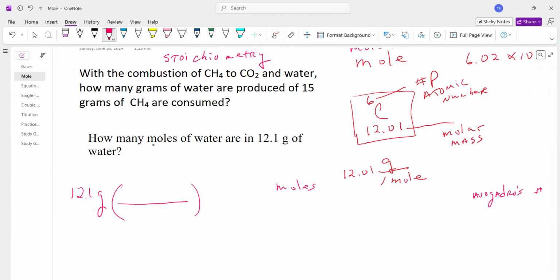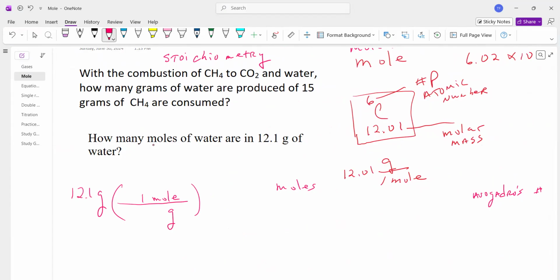No. We're not going to use Avogadro's number. Because that is how many? Grams has to be in the bottom so it cancels. Okay, so how many grams are 1 mole of water? How do we calculate that?